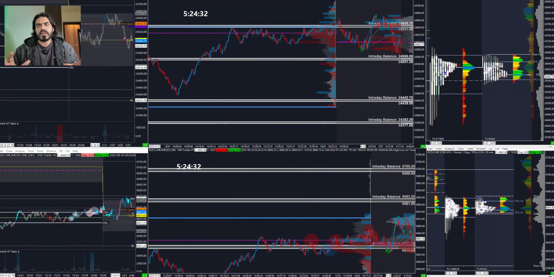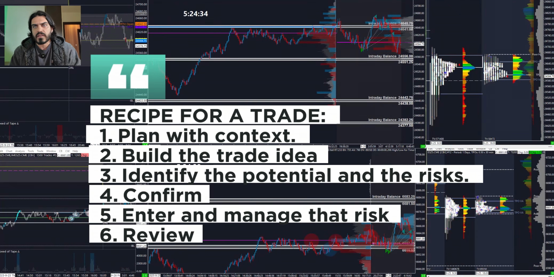So the recipe for a trade is, first we're going to start off with plan, right? Plan with context. We always want to plan for whatever kind of trade that we're looking for, our general analysis, so that we can get a breakdown of context. Context is going to be the key deliverable for our directionality, where we want to trade.